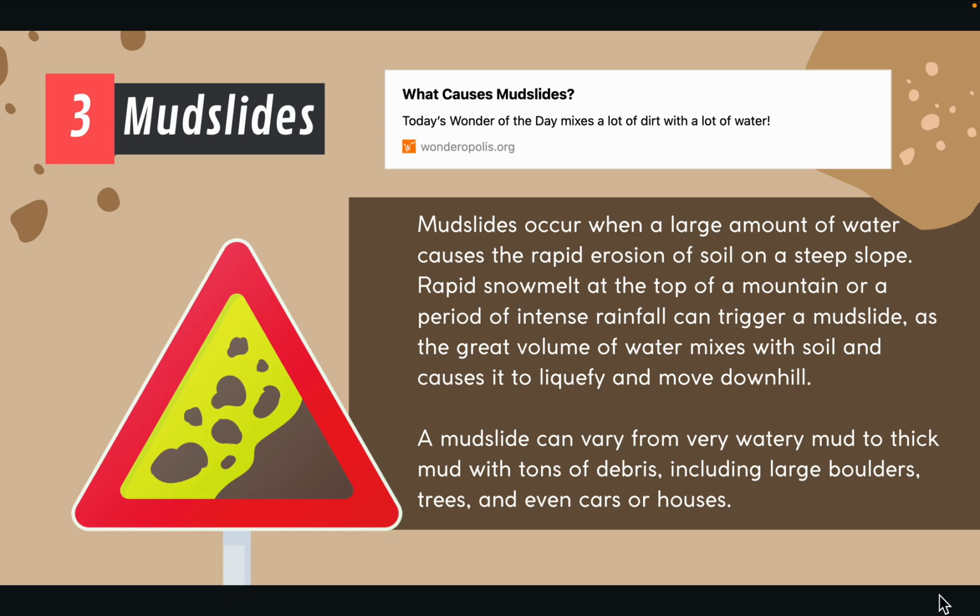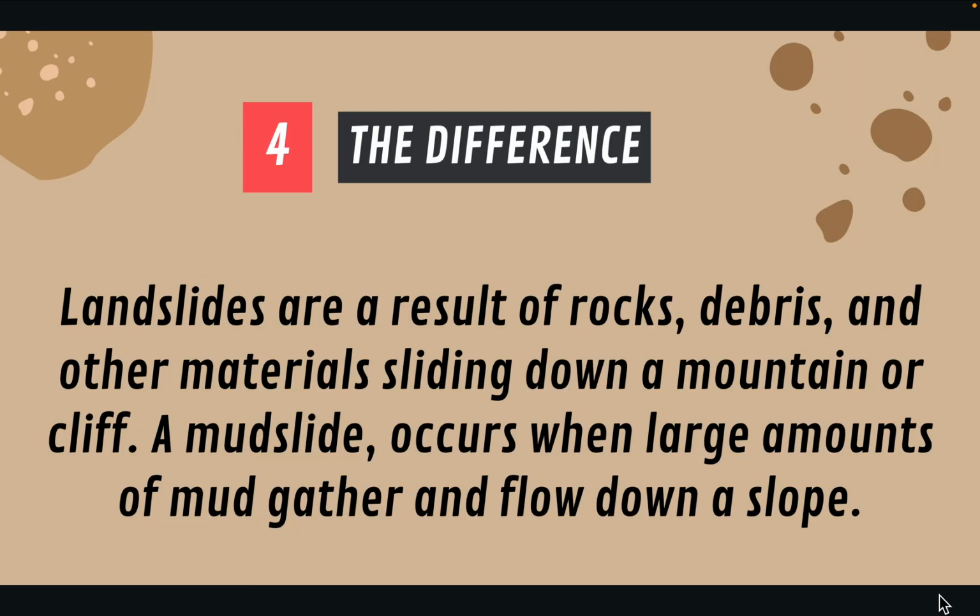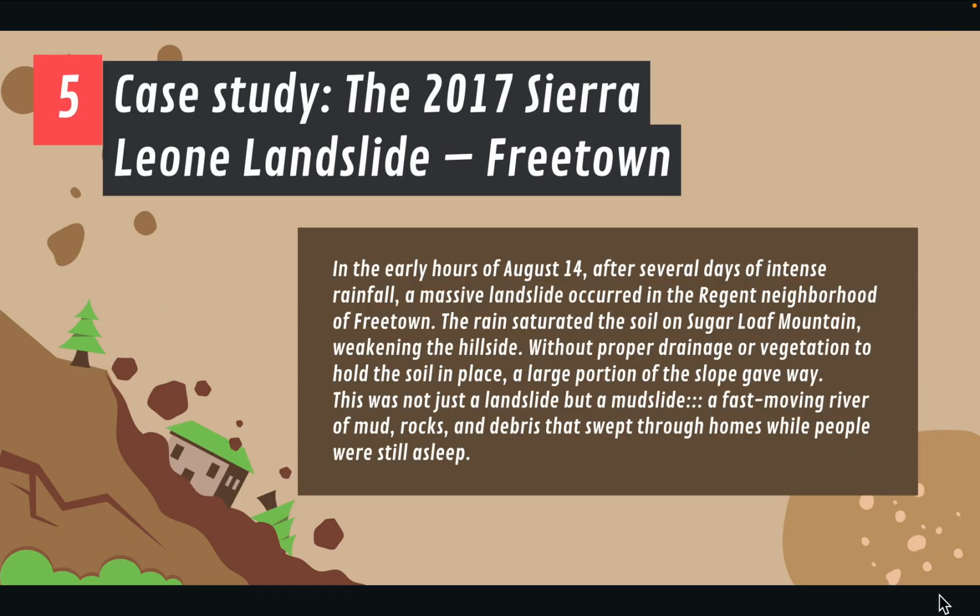And it could be mixed with tons of debris, right, including large boulders, trees, rocks, cars, houses, depending on the scale. So the key difference is that landslides are a result of rocks, debris, and other materials sliding down a mountain or cliff, and a mudslide occurs when large amounts of mud gather and flow down a slope. It can have stuff in it as well.